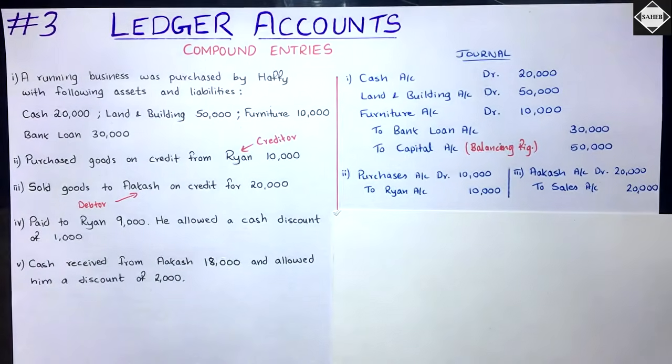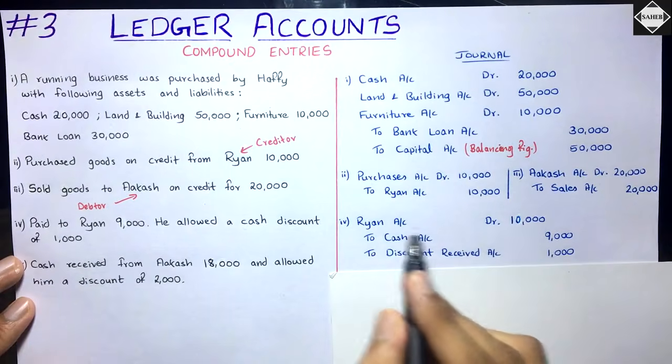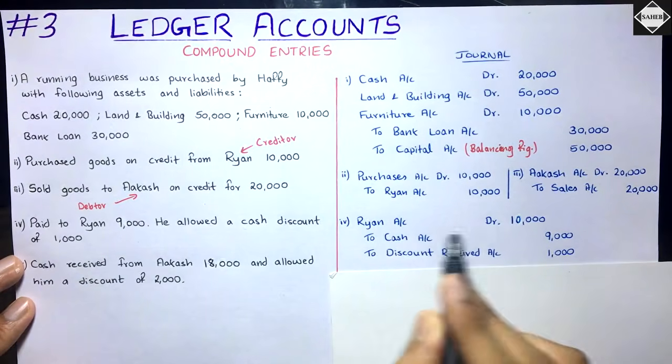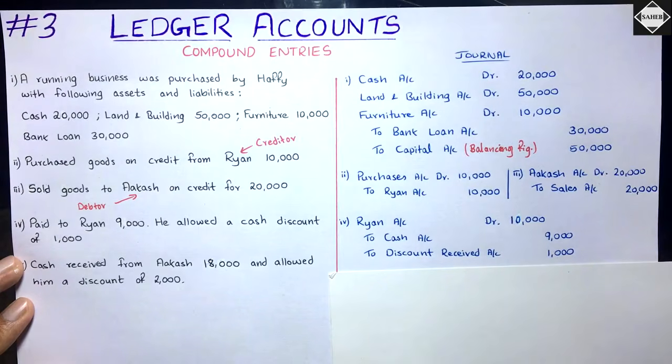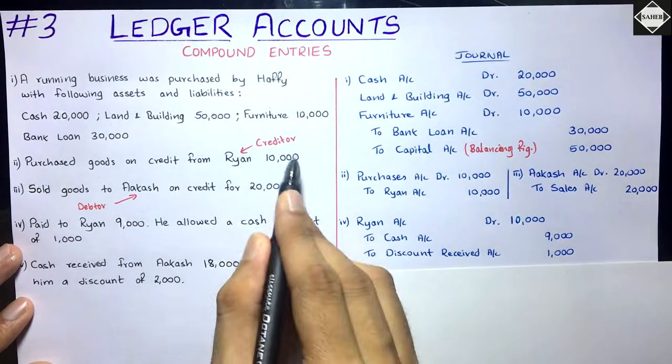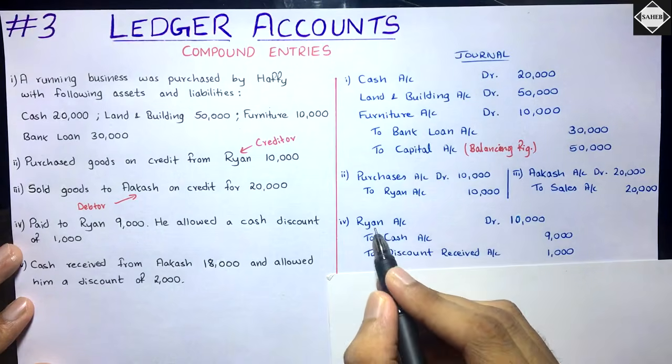So how are you going to pass this journal entry? It's very simple. See the journal entry over here. Ryan account debit. You will debit the Ryan account with the entire 10,000. Why is that? Because you don't have to pay any more money to Ryan, because you have got the discount of 1,000. So the entire liability 10,000 has been reduced. You are going to debit the Ryan account by 10,000.